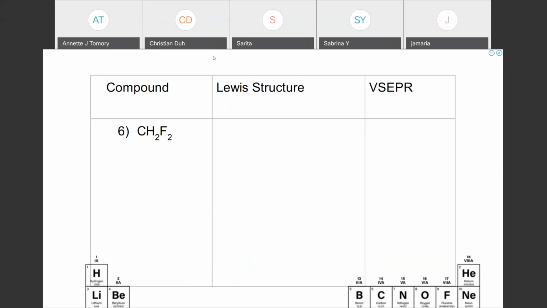There's no double bond in this, is there? No double bonds in this one. This one should actually be easier. I got 20 electrons. Is that what y'all got? Yup.